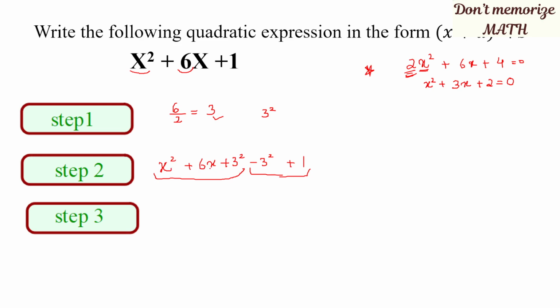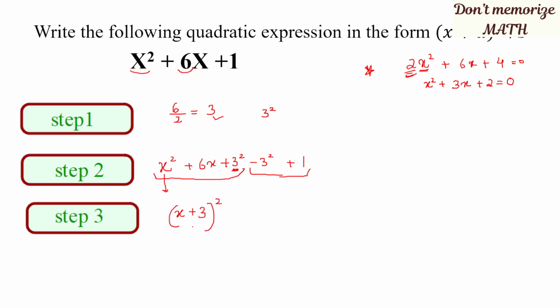x square plus 6x plus 9. 3 square is 9. How can you write? First take x, then if you have plus here, put plus. If you have minus here, you have to put minus. Here we have plus, so put the same plus. Then you have 3 square here, so just take 3, then square it.